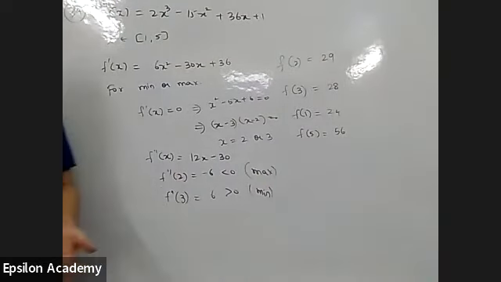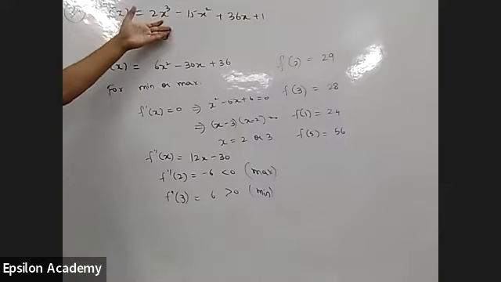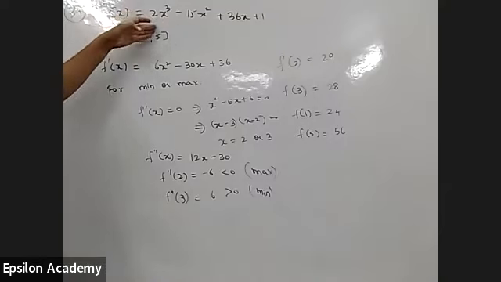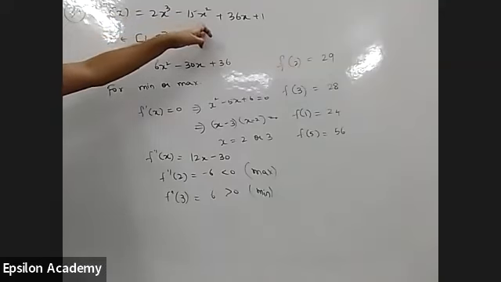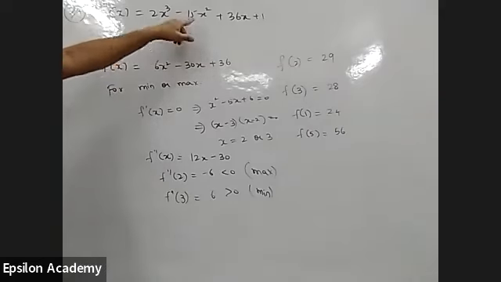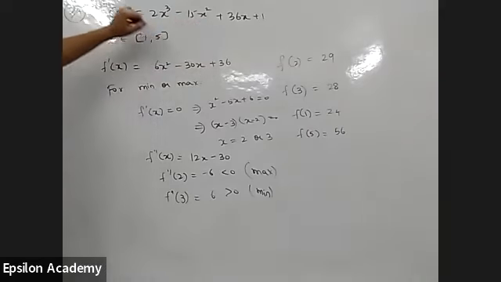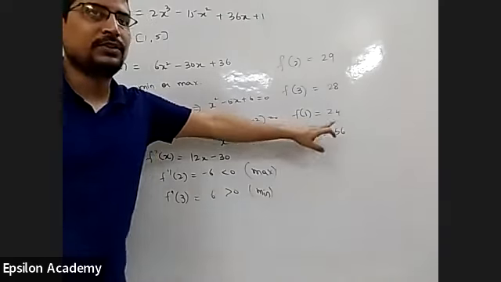Sometimes there will be a printing mistake. That is the reason I asked you to do it. f of 5: 125 into 2 is 250, minus 15 into 25, which is 375, plus 36 into 5 is 180, plus 1, giving 56. Correct then? Okay, and f of 1 is 24, correct. There is no mistake.